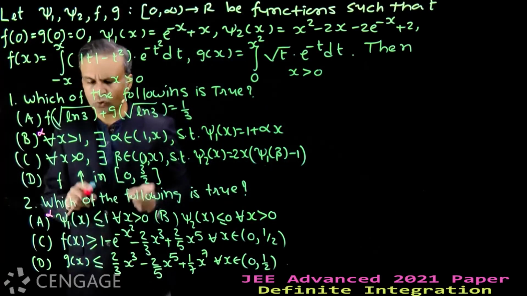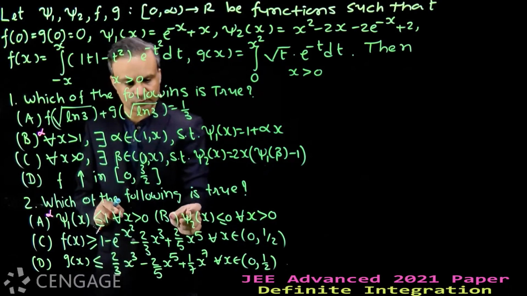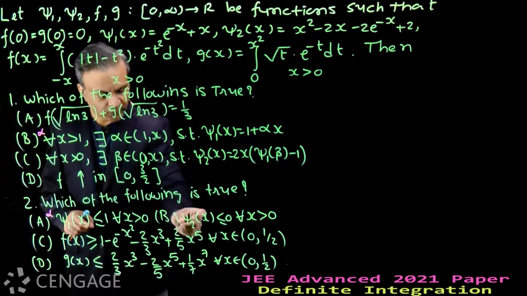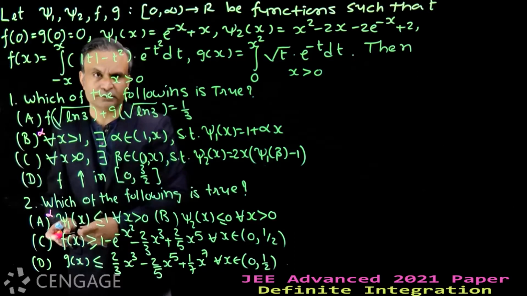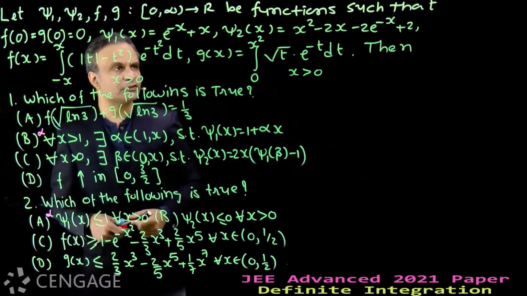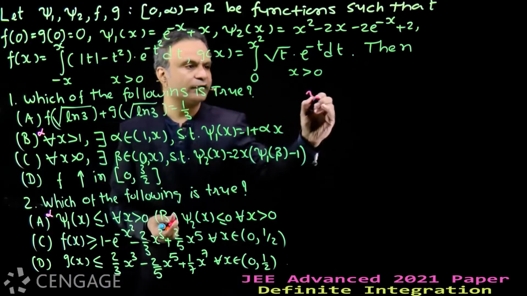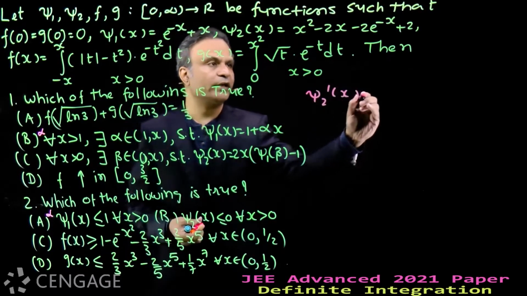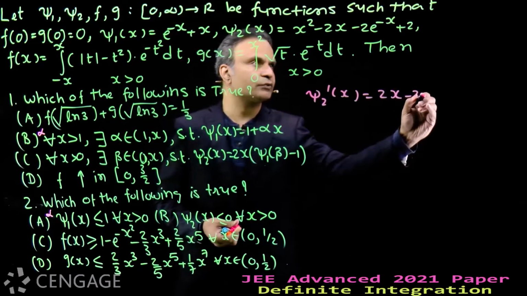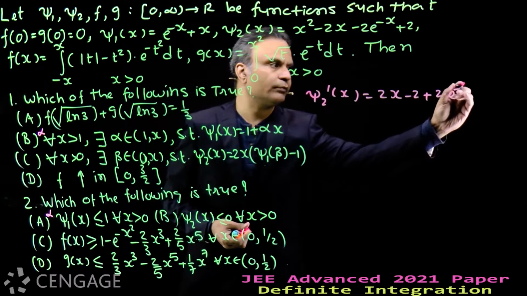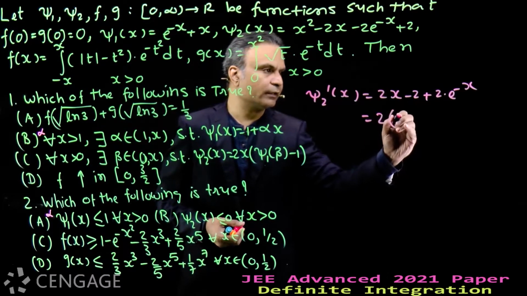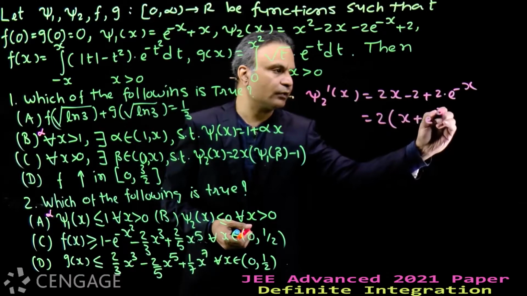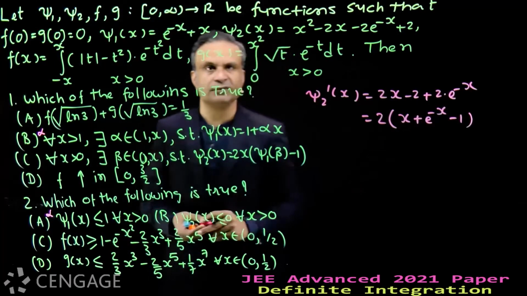Now we have two options for psi 2, this and this. Here psi 2(x) is less than or equal to 0 for all x greater than 0. So we study the function psi 2(x) and find its derivative. The derivative of psi 2(x) is 2x minus 2 plus 2e^(-x), and this is 2 multiplied by (x plus e^(-x) minus 1).